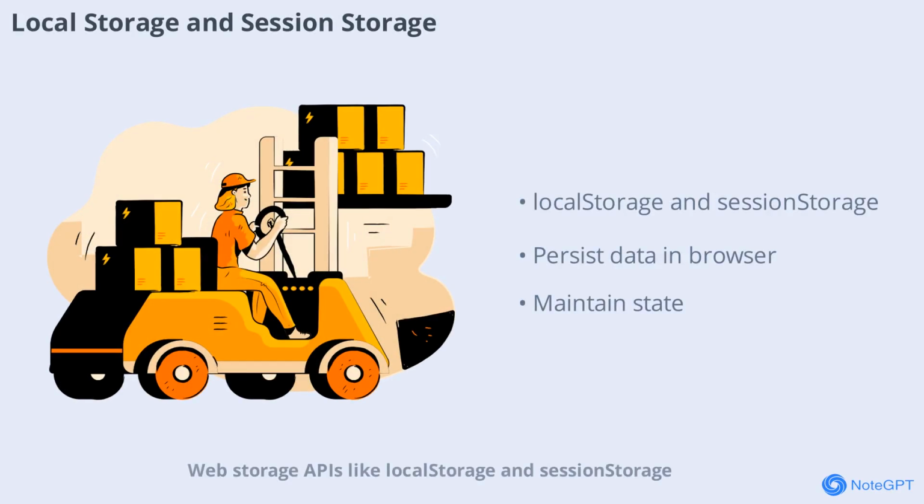Web storage APIs like localStorage and sessionStorage let you store data in the browser. LocalStorage keeps data even after the browser is closed, while sessionStorage clears data when the session ends. These tools are useful for saving user preferences, caching data, or maintaining state across page reloads. We'll see how to use web storage to enhance your web applications.